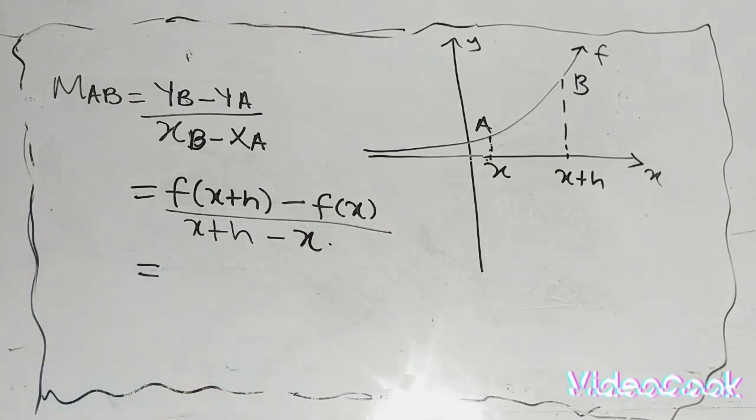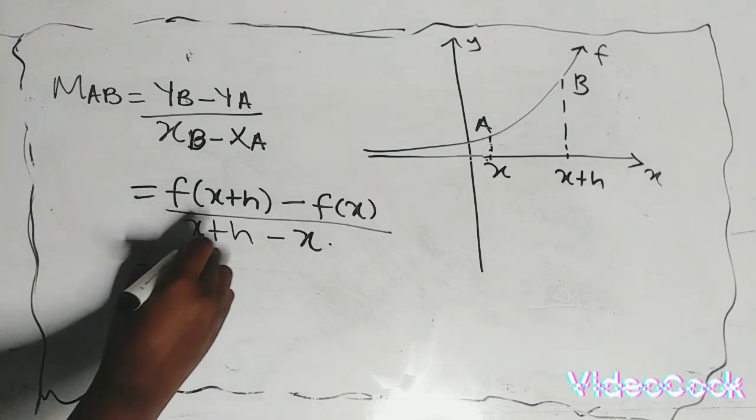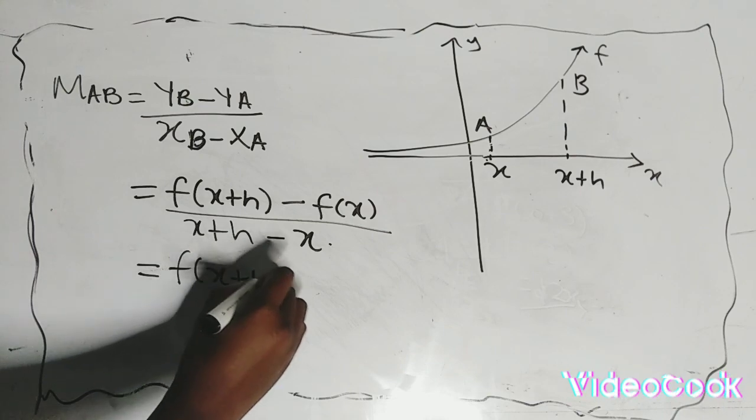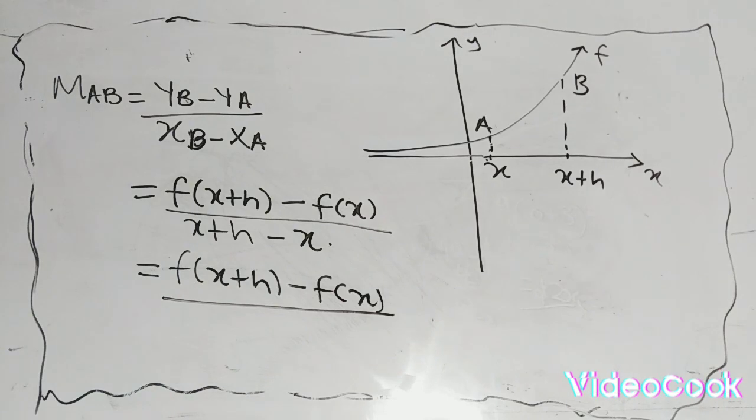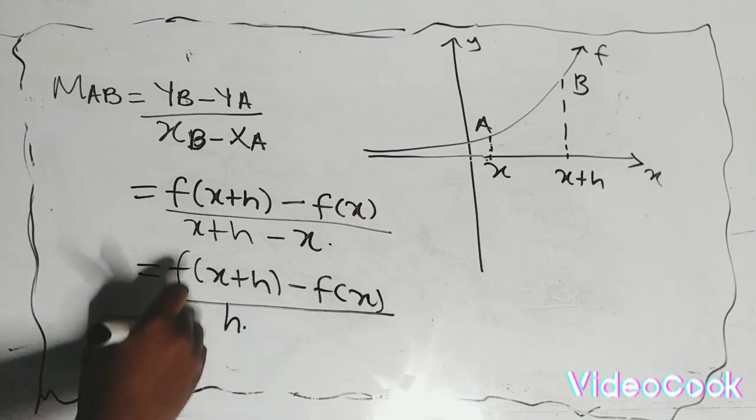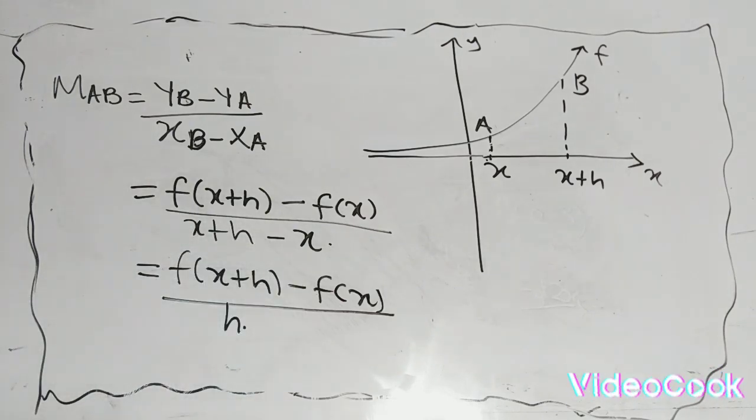So at the end of the day, when we simplify this one, we are going to end up with f of x plus h minus f of x, all being divided by h. What happened? x minus x became a 0, right? So this then becomes our general formula for calculating gradient. You simply say it's f of x plus h minus f of x, all divided by h.